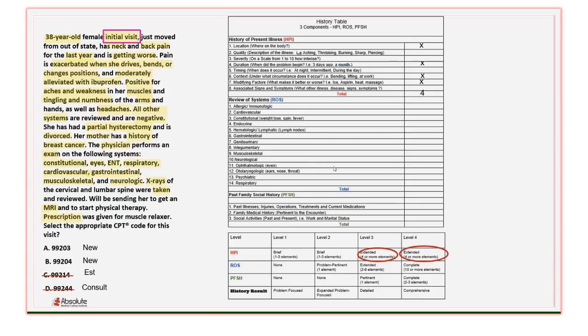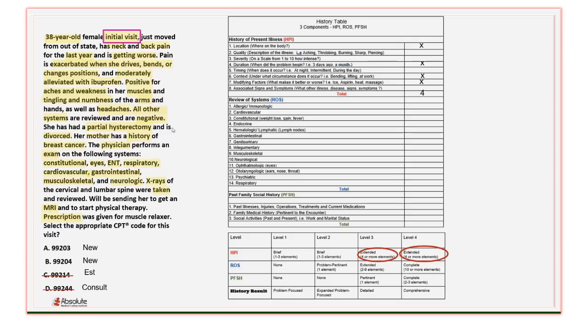So let's go back over here. It says the patient is positive for aches and weaknesses. So according to the patient, she's saying that she has aches and weaknesses in her muscles. So that would be musculo, and tingling and numbness of the arms. That could be neurological. However, it does say all other systems are reviewed and are negative.